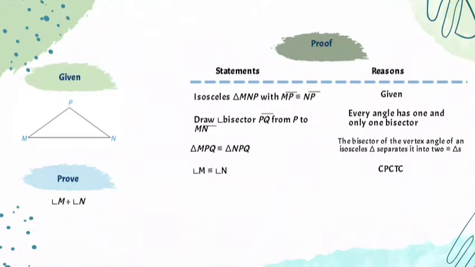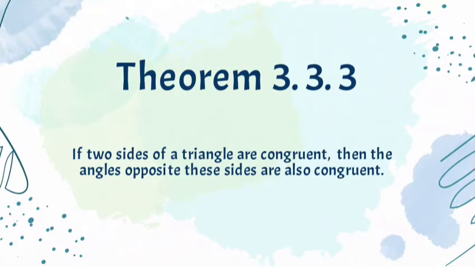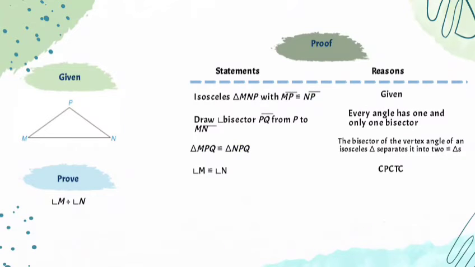Example 2: give a formal proof of Theorem 3.3.3. Theorem 3.3.3: if two sides of a triangle are congruent, then the angles opposite those sides are also congruent. Given isosceles triangle MNP with segment MP equals segment NP. Figure B shows the auxiliary segment.